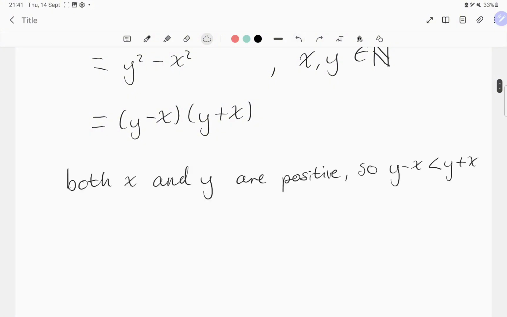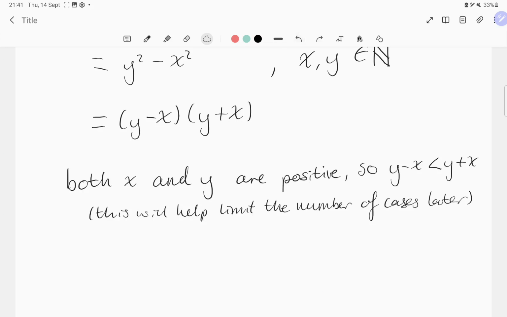Now, we should note that both x and y are positive, so y minus x is always going to be smaller than y plus x. This might not seem particularly important, but it will help us reduce the number of cases we have to consider later.